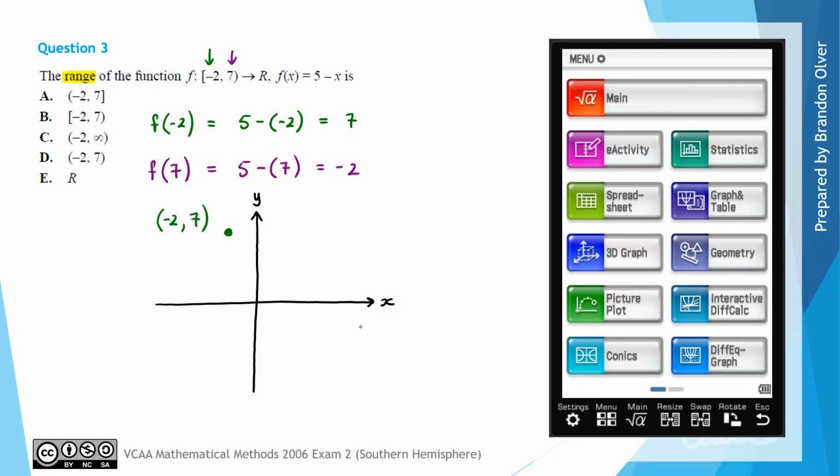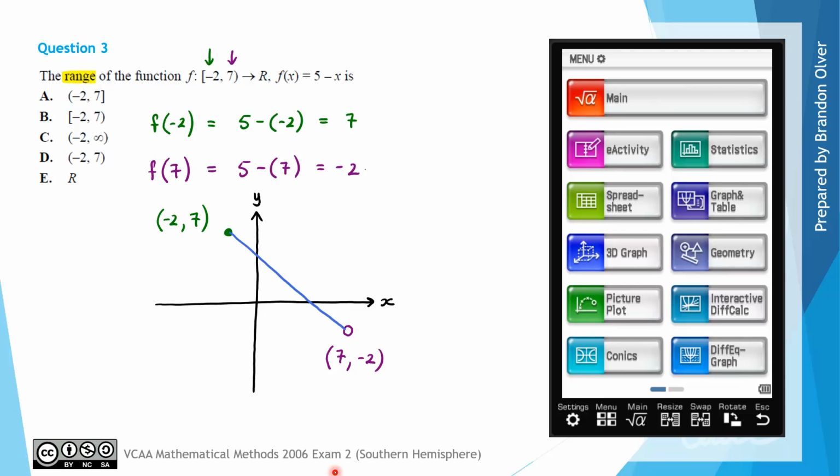If we consider our next point, when x is 7 and y is -2, that's going to be a point somewhere down here, and it's going to be an open dot because there's a round bracket around the 7. So the coordinate there is (7, -2). To finish this graph off, we just need to draw a straight line that joins those two points.